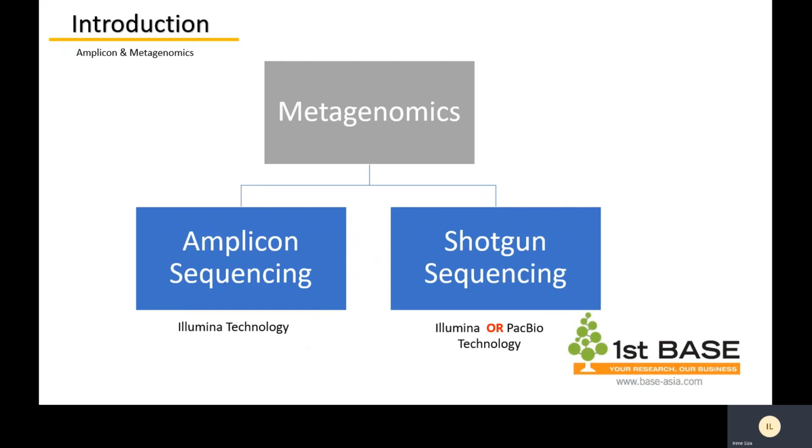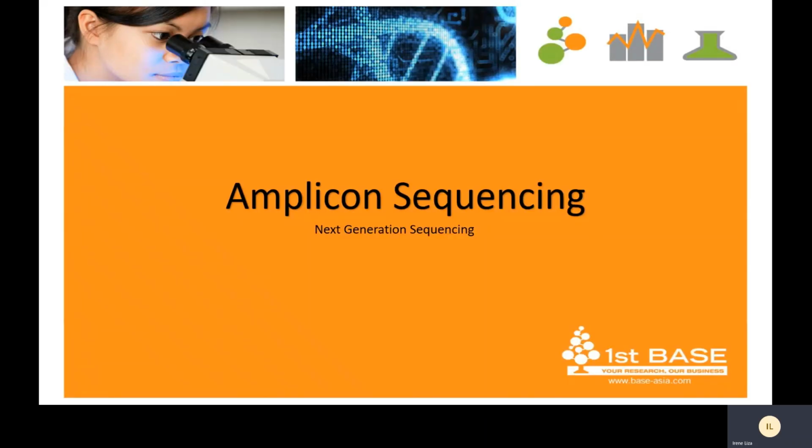Under Amplicon sequencing, the most common technology used is Illumina. When it comes to shotgun, the most common ones are either Illumina or PacBio. These two are the most common. So let's look into detail for Amplicon sequencing.